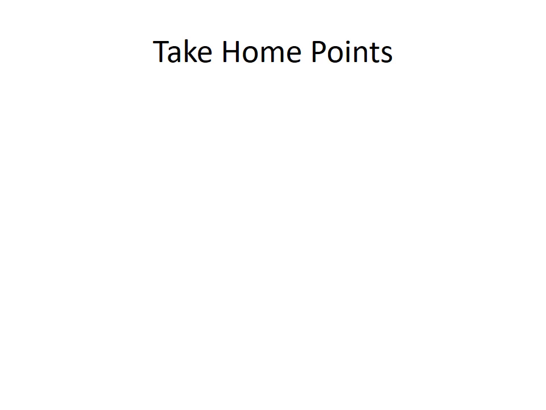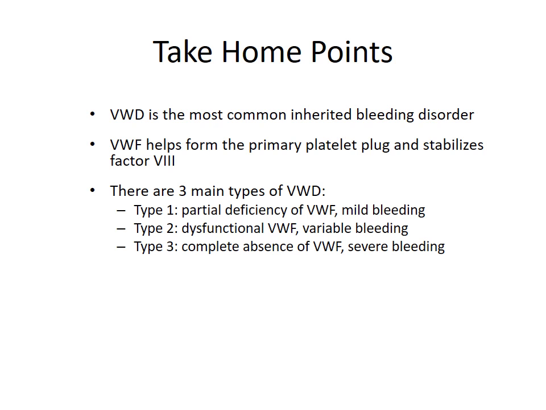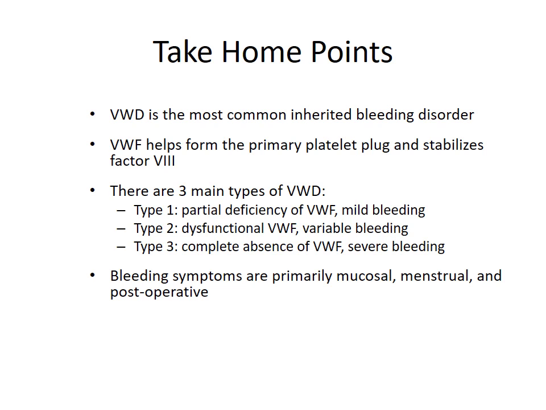Our take-home points today are that von Willebrand's disease is the most common inherited bleeding disorder, that von Willebrand's factor helps form the primary platelet plug and also stabilizes factor VIII in circulation. There are three main types of von Willebrand's disease. Type 1 is a partial deficiency of von Willebrand's factor, and it results in mild bleeding. Type 2 is dysfunctional von Willebrand's factor protein and results in variable bleeding. Type 3 is complete absence of von Willebrand's factor, and it results in severe bleeding.